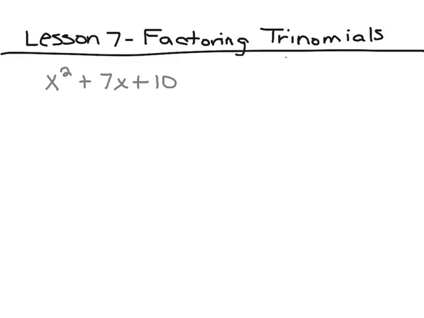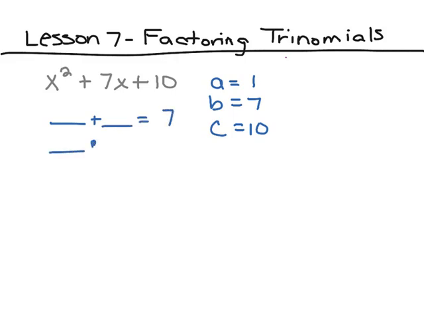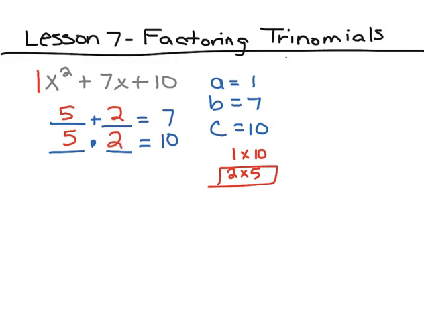For our next example, we have a equals 1, b equals 7, and c equals 10. We want two numbers that add up to b, which is 7, and multiply to get a times c, which is 1 times 10, so 10. We're going to go through our factors. So we have 1 times 10, 2 times 5, and that's it. So 5 plus 2 is 7, and 5 times 2 is 10, and because x squared has a 1 in front of it, we go x plus 5, x plus 2, and that is factored.